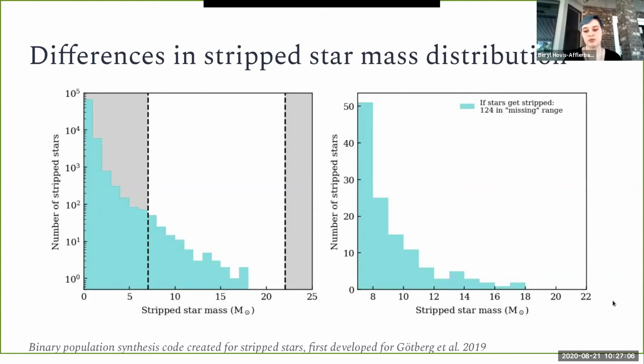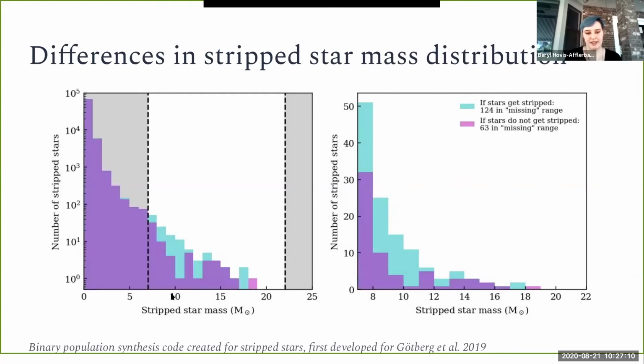If we don't alter the code to make that assumption, we find that the mass distribution outside of the identified mass range is about equal, but within that mass range that we've identified where we expect stripped stars to be missing, about half as many are created as would be created if we assume that all stars swell before helium ignition.